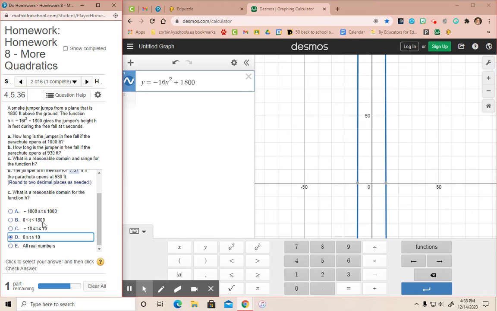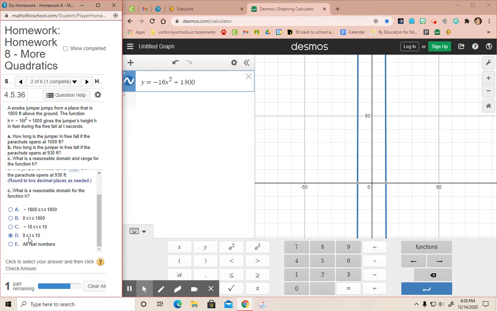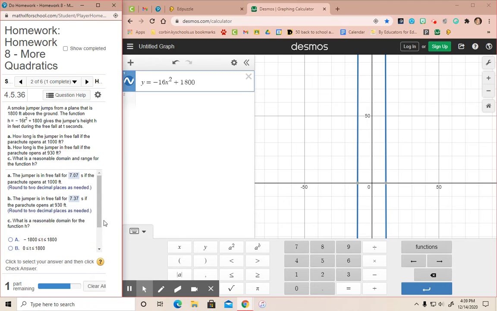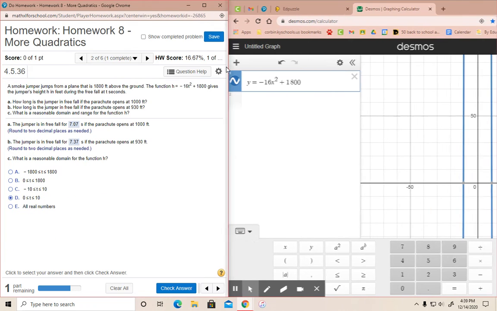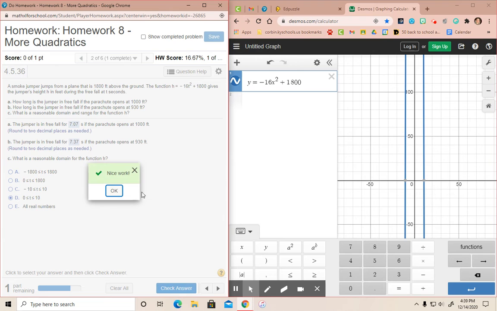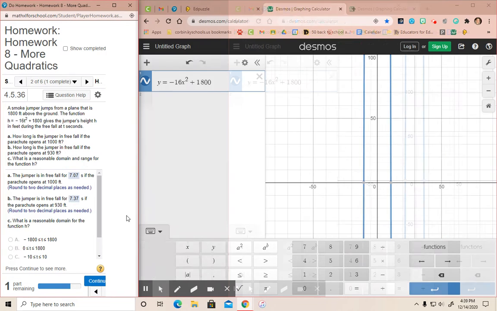B, again, that 1800 is referring to the height, so that doesn't really make any sense. But if you look at the graph, the domain, it's going from negative 10 to 10, and if we ignore that negative side, we have that positive 10. Okay, so the domain is really between 0 and 10 because we're talking about time. Okay, and then let's see, does it let me choose that? Oh, there we go. Check answer.